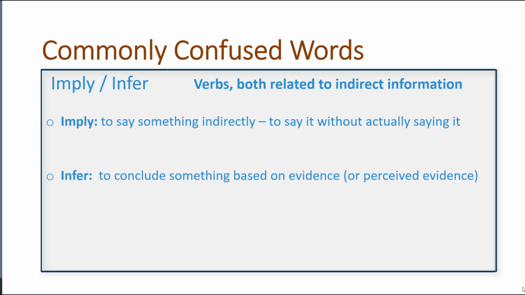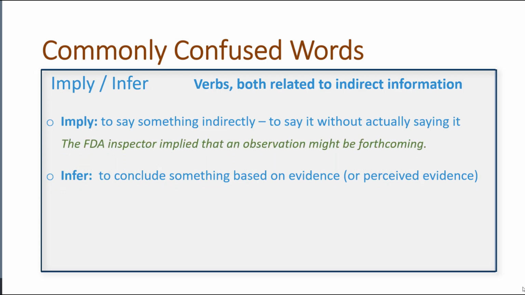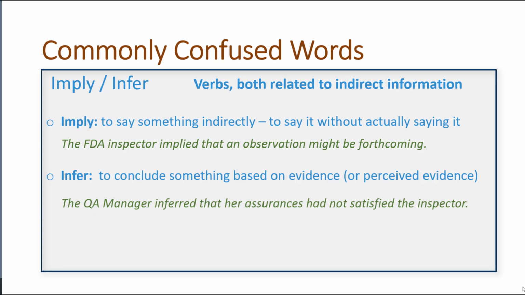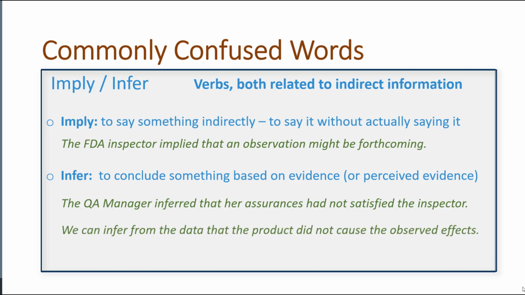For example, the FDA inspector implied that an observation might be forthcoming. The QA manager inferred that her assurances had not satisfied the inspector. Now, to make it clear, one doesn't only infer something in response to someone implying something. Here's another example. We can infer from the data that the product did not cause the observed effects.